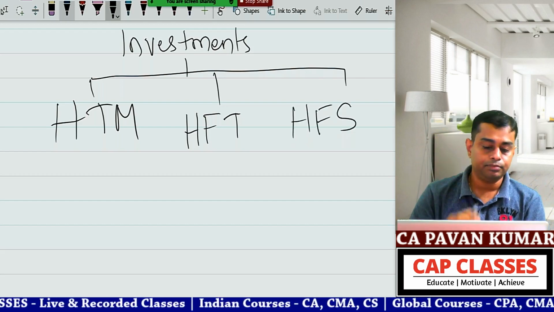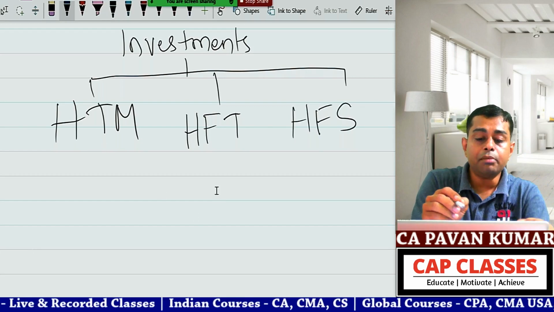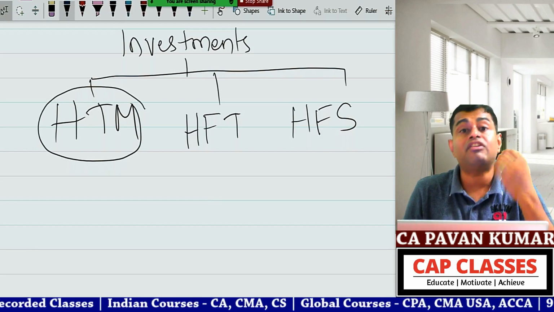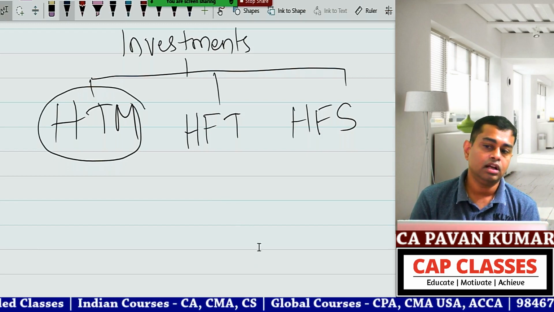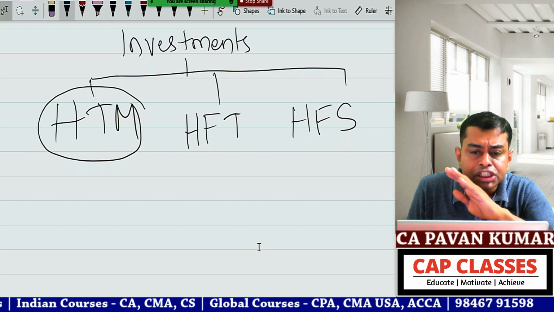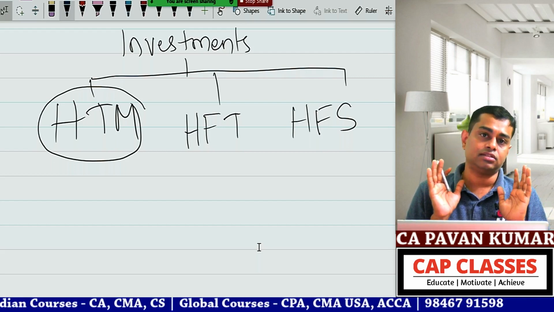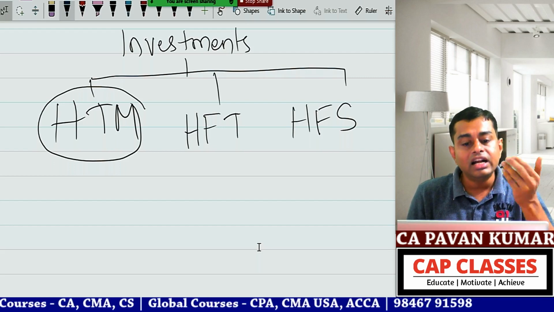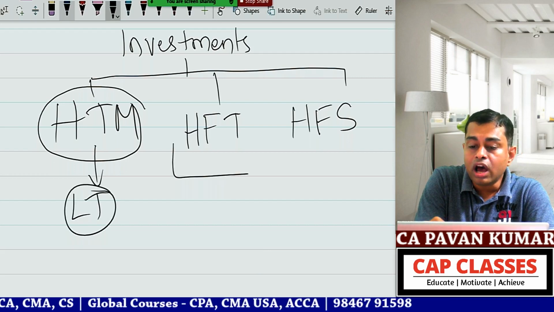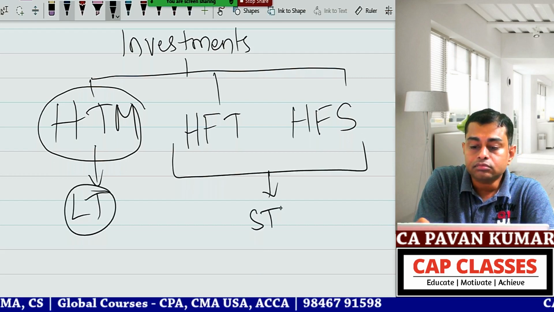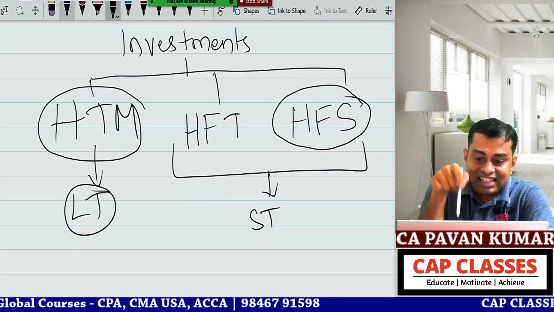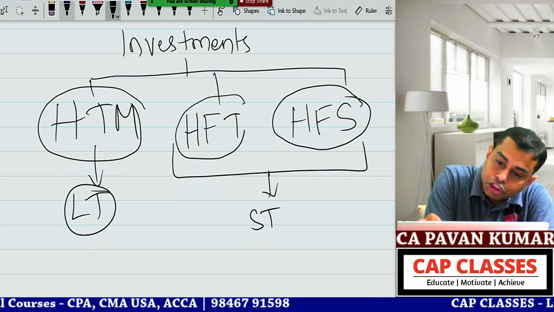HFS. Held for sale. So these are basically, you have purchased a 25 years government bond. Government will pay every year interest to you. You do not have any intention of selling this before 25 years. That is called held till maturity. So basically this is long term. These two are short term. This is by nature short term.